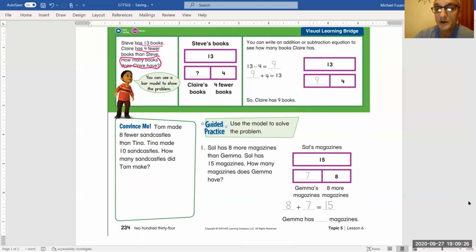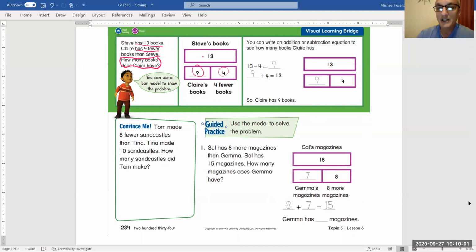This one's really good. So up top, we have Steve's books. And we know that because it says Steve has 13 books. No fewer, no more. Steve has 13 books. So we know that's our whole right up in here, okay? We know that Claire has 4 fewer books than Steve. And that's where we put our 4, is one of our parts. So 4 is here, one of our parts. So we know we're trying to find exactly how many books Claire has.